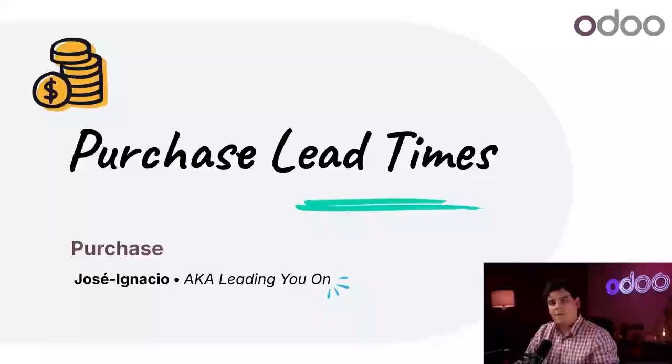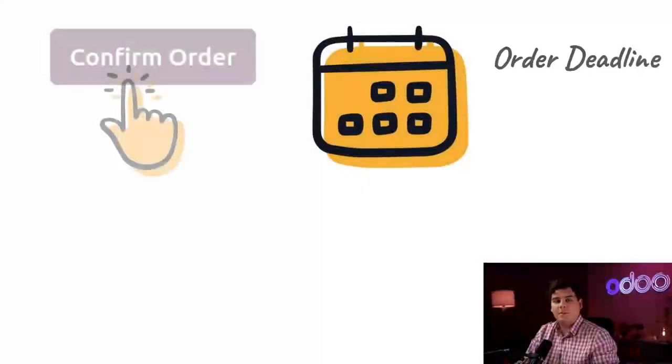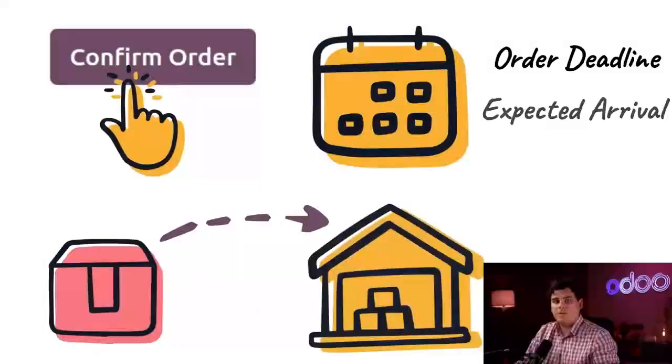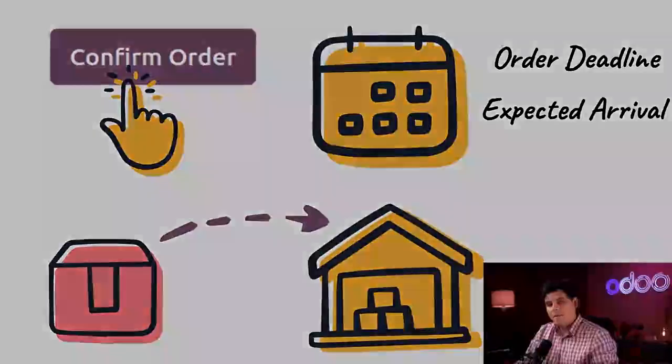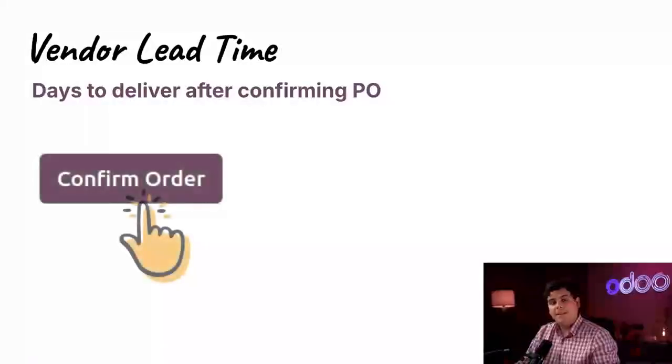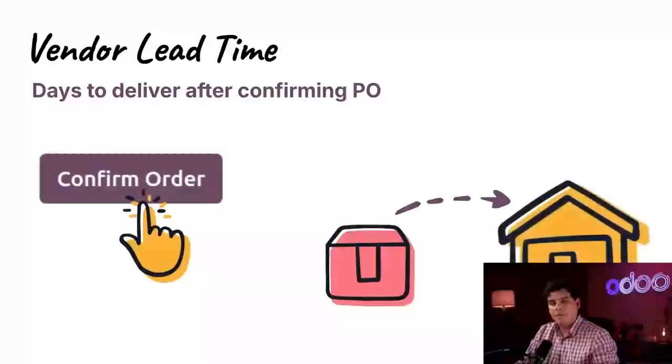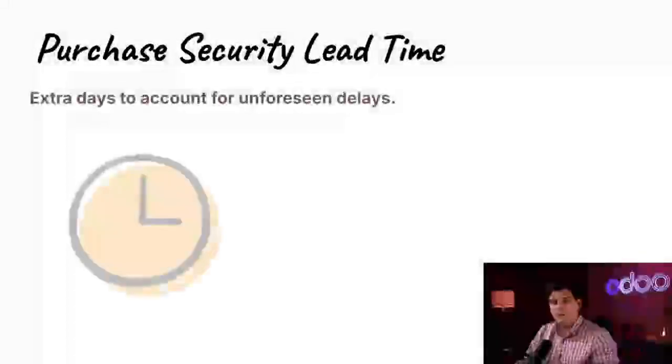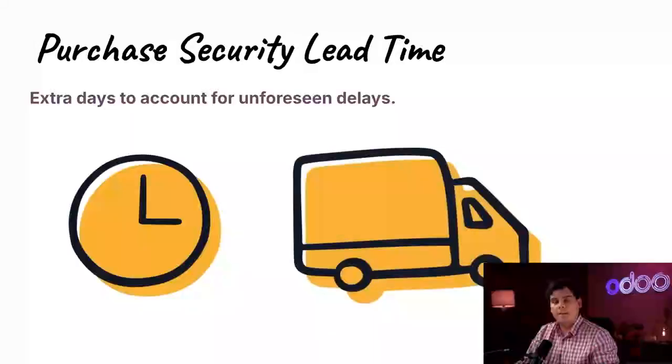So set them up once, and Odoo will tell you the perfect day to confirm an RFQ and the day those goods should arrive at your warehouse. They automatically keep procurement on point while we meet our delivery deadlines. Vendor lead time is the calendar days it takes a supplier to deliver after you confirm a PO. The security lead time is a company-wide buffer of calendar days that Odoo adds to every purchase order.